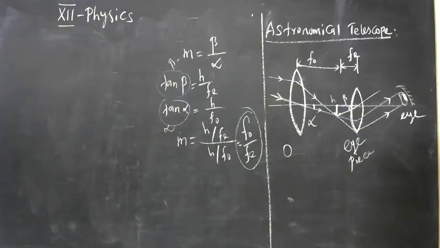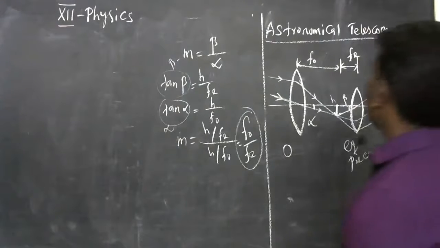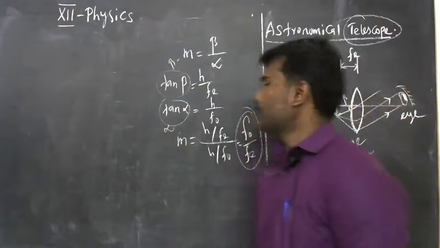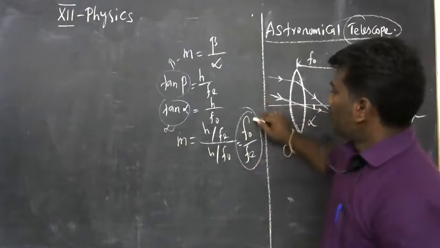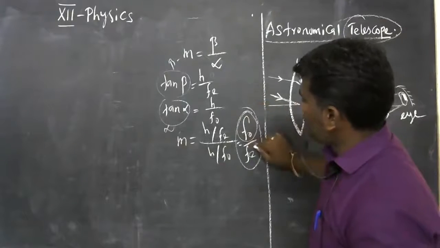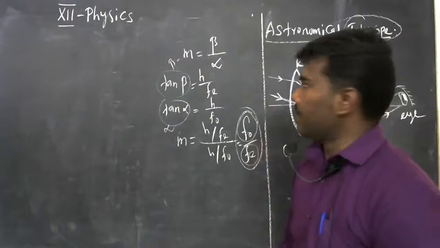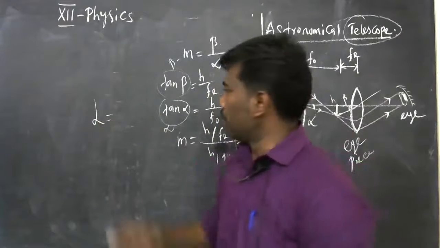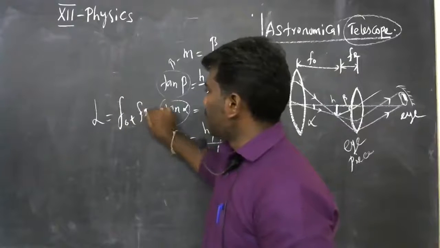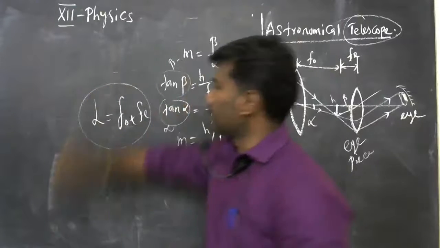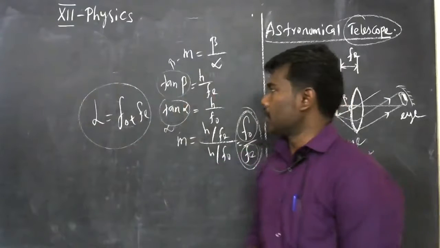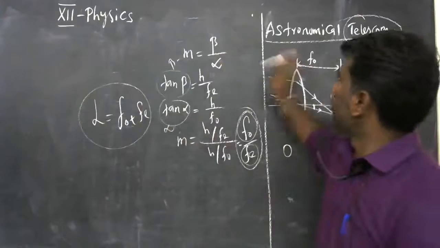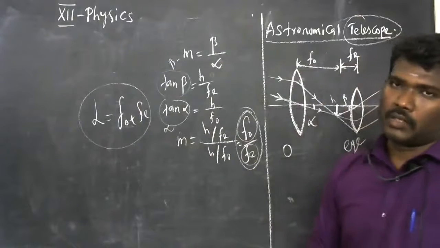And the length of the telescope is approximately equal to the sum of the focal length of the objective and the focal length of the eyepiece. So we can write the formula: L, the length of the telescope, is equal to f0 plus Fe. Note this formula, maybe sometimes asked in a one mark numerical question. L is equal to f0 plus Fe. So this entire concept is related to the astronomical telescope.